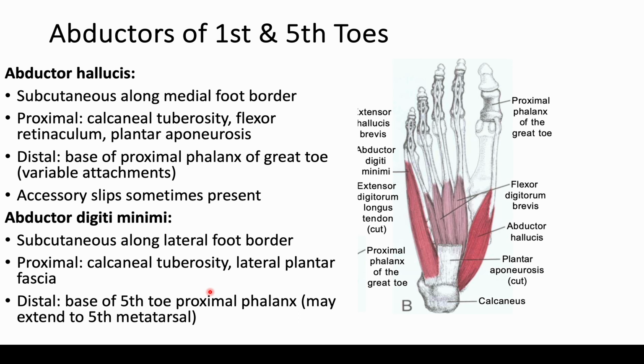And now we've got the abductor hallucis, which is right in here, and it's subcutaneous along the medial foot border. So it basically lines that medial foot border there, so it can be quite easily palpable. You just do have to press a bit harder. Calcaneal tuberosity, flexor retinaculum, and plantar aponeurosis, distal to the base of the phalanx of the great toe.